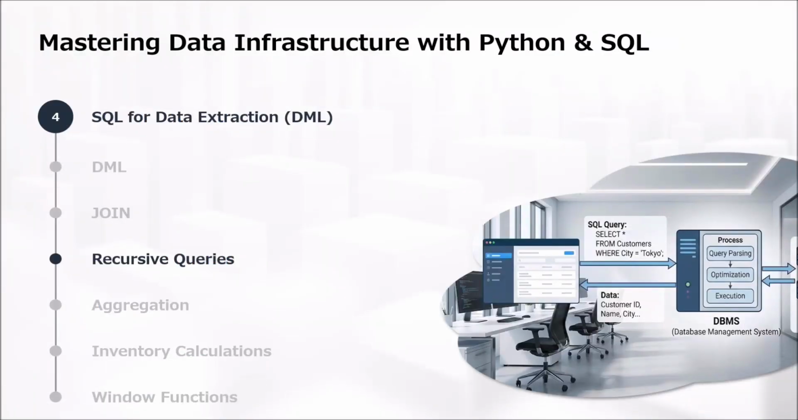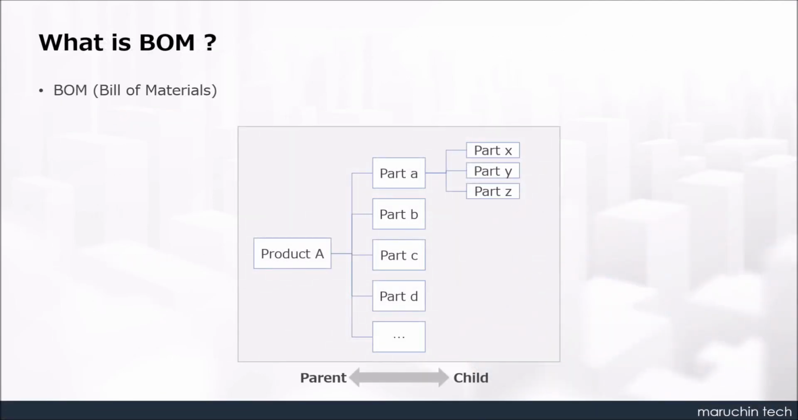Next is recursive queries. Recursive queries are also a very difficult concept for SQL beginners. We will go through each step carefully using diagrams to help visualize the process. In a previous chapter, I introduced the BOM. A BOM represents the composition of parts in a hierarchical manner. For example, since a car consists of about 20,000 to 30,000 parts, the parent-child hierarchy can reach 7 or 8 levels deep.